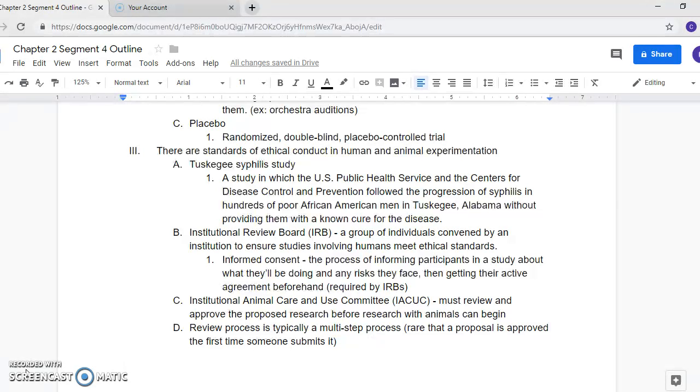Then the book also mentions the Institutional Animal Care and Use Committee, a group that must review and approve the proposed research before any research with animals can begin. This is another ethical protection, so that we are not abusing animals and we are not treating them unfairly or unethically. The review process for either of these two institutions is typically a multi-step process. It is very rare that a proposal is approved the first time someone submits it. It's usually a long review process, and a lot of revisions are made to a researcher's proposal.